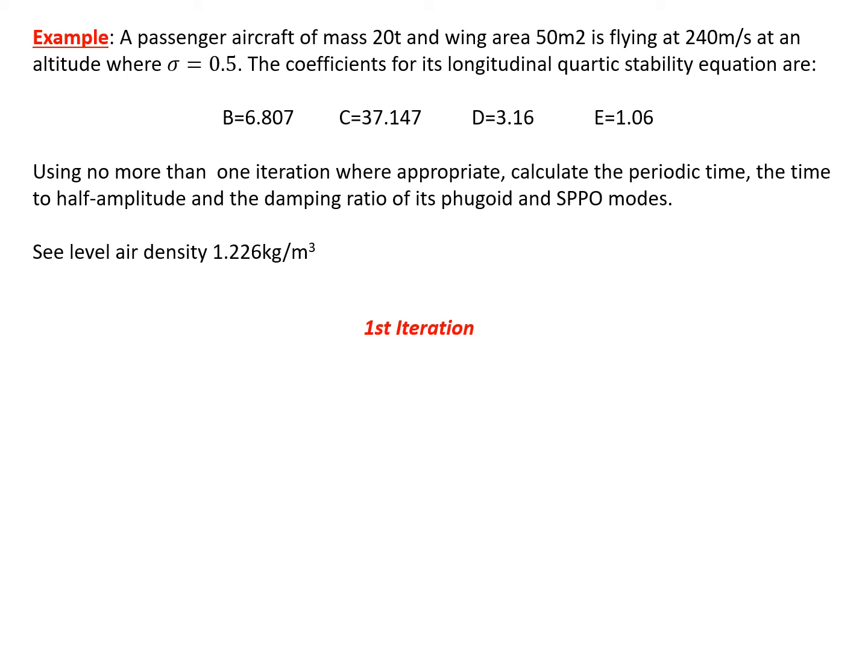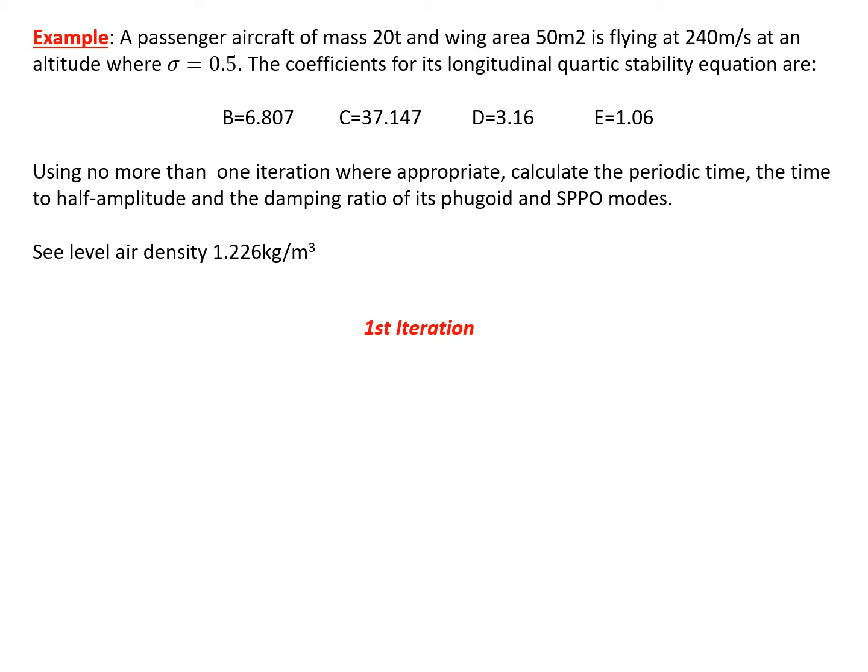The coefficients for its longitudinal quadratic stability equations are B, C, D, E, and A is not given here because A is 1. And we can find B and C are far larger than D and E. So this also confirms our assumption made earlier. So using no more than one iteration where appropriate, calculate the periodic time, the time to half amplitude, and the damping ratio of the phugoid and SPPO modes.